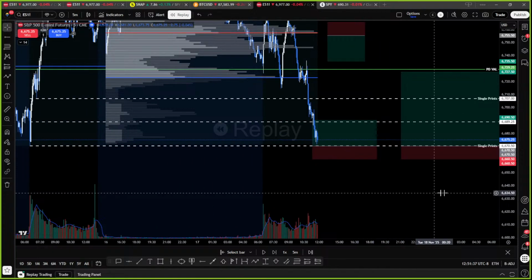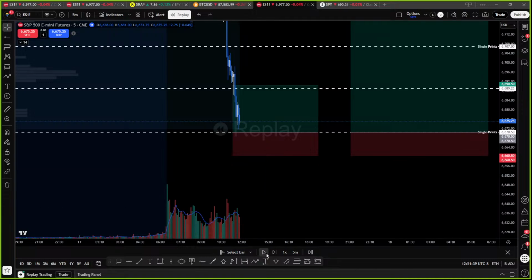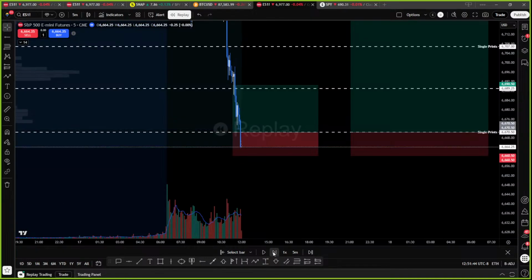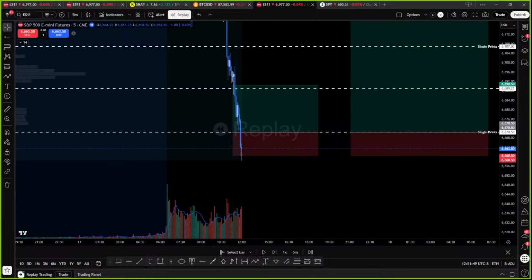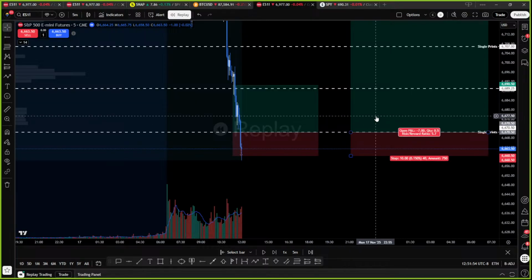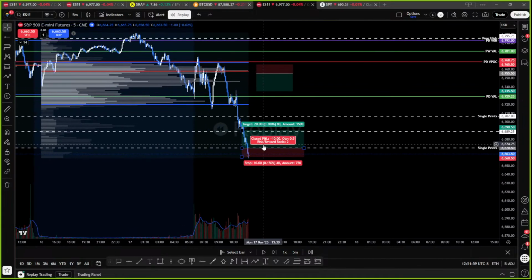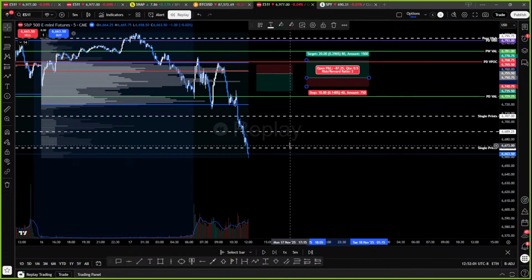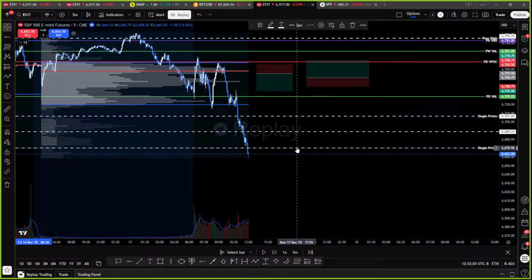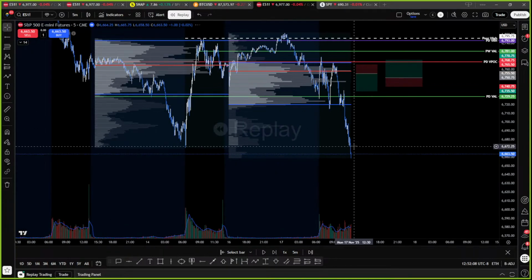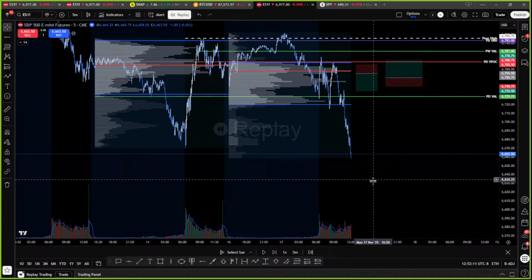No entry yet. We're in. We got stopped. Ugh, so 2 wins, 4 losses. We're actually break even right now. At this point, I take the single prints off my screen. These have been invalidated, so I'm not looking to trade off of those levels.